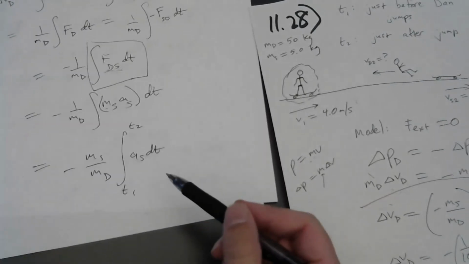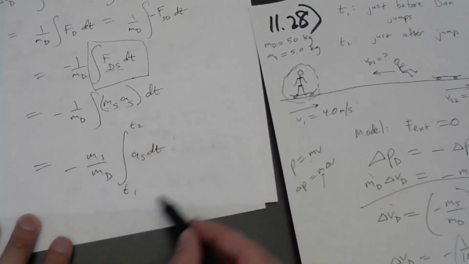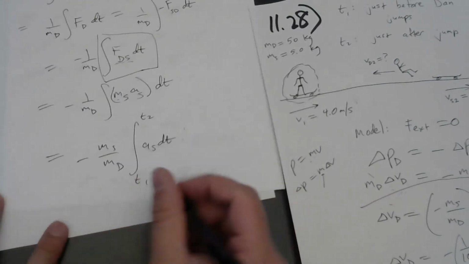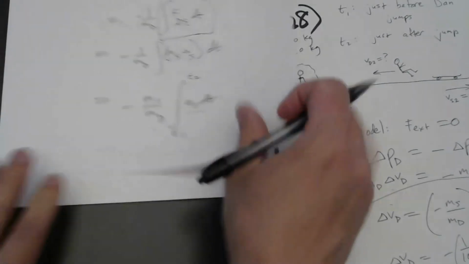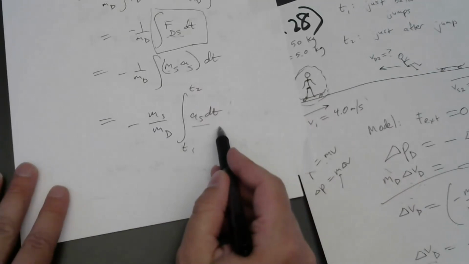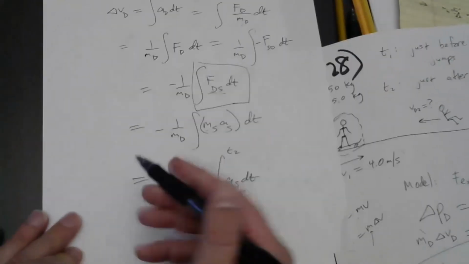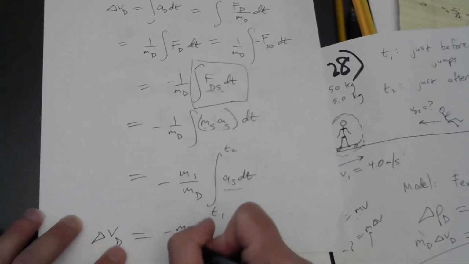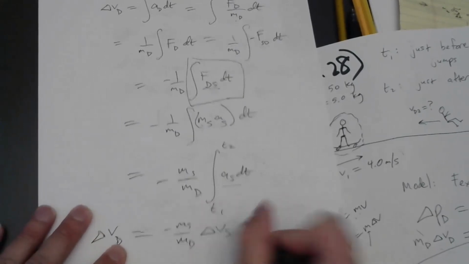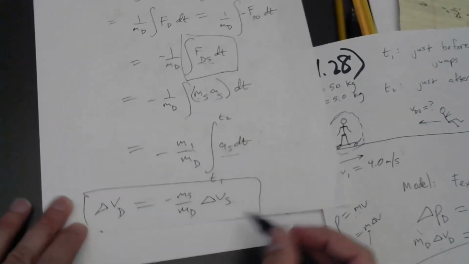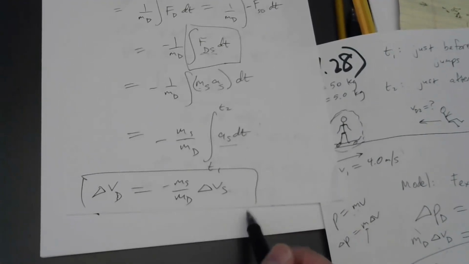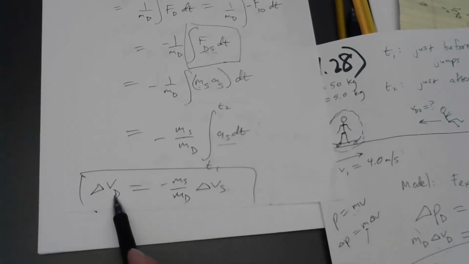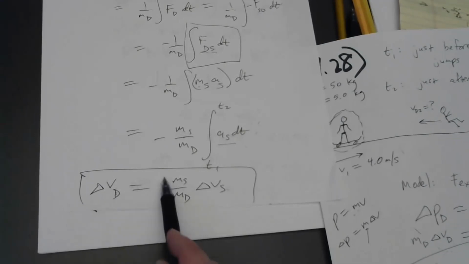And once again, back to early in the semester, what is the area under the acceleration curve? That's the change in velocity. But this is the skateboard's acceleration, so I've just found that this would be the delta V for the skateboard. Don't forget what was on the left side here, the change in velocity for Dan. That's negative ms over md delta V for the skateboard. Aha, all I've done is rederive conservation of momentum. Take this md, put it over there, and you've got the change in Dan's momentum is the change in the skateboard's momentum.